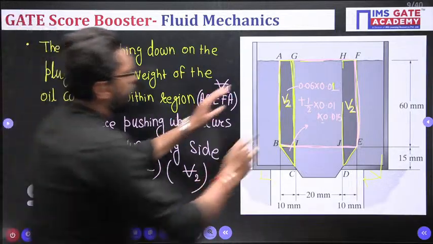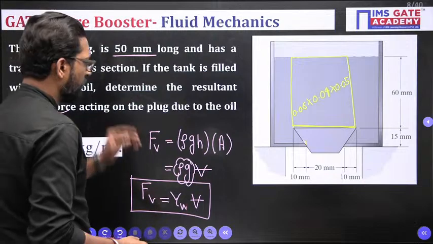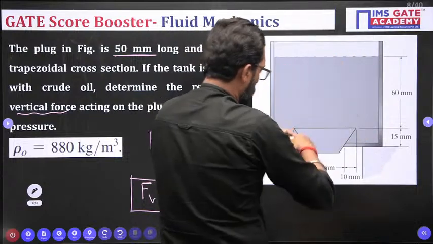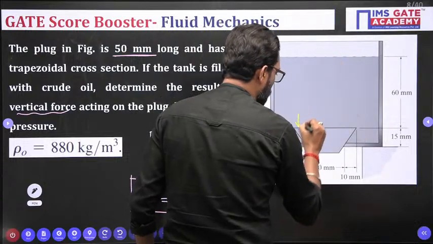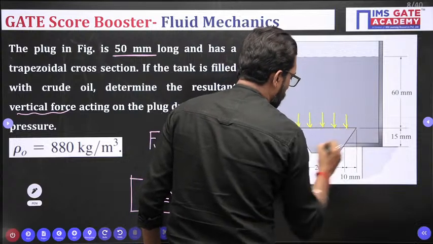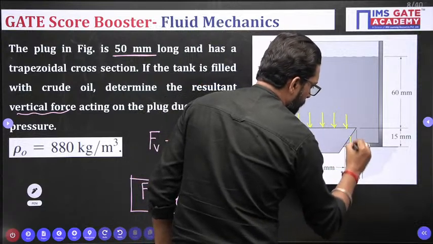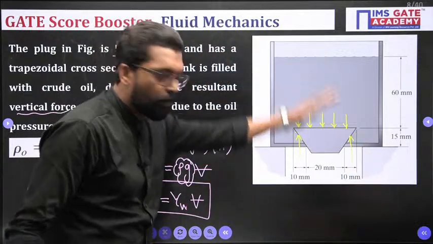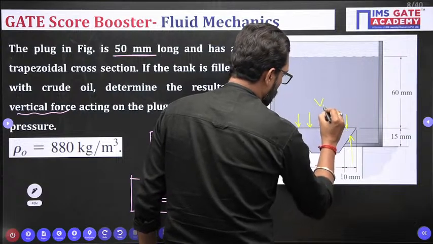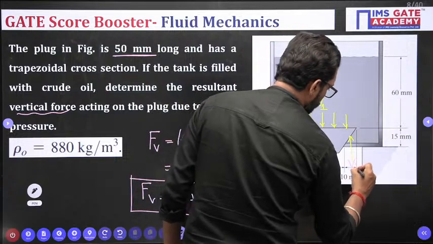Why? Because this is your bigger one. So bigger one is downward. So this is your downward on this one. And this is only upward. So downward is more. So this is your V1 and this is your V1, this is your V2, and this is your V2.